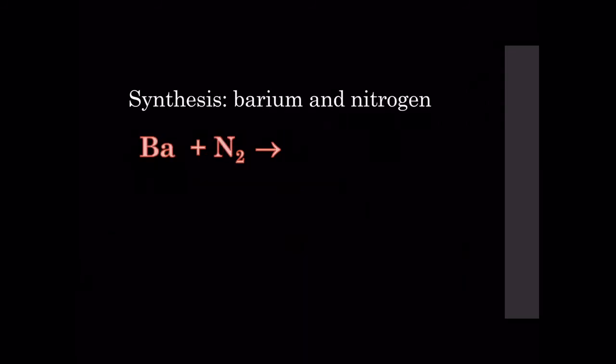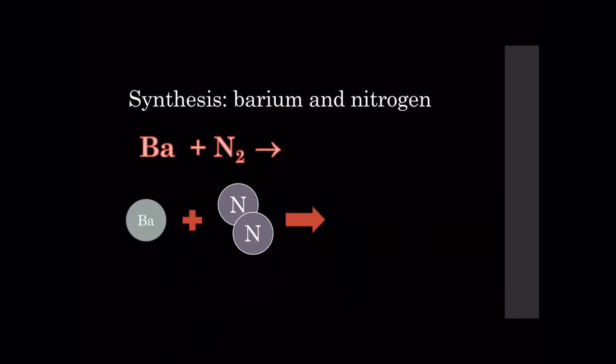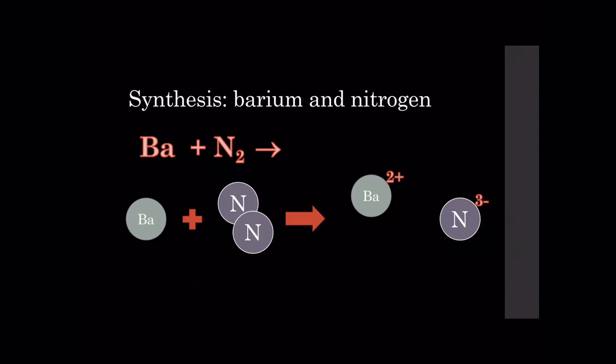Here's another example. We've got barium and nitrogen. Notice how nitrogen is a diatomic element. It's got N2 on it, right? But we don't need to know that for predicting the product, predicting the other side. What we need to know is what are the charges I'm dealing with. Well, I've got barium and I've got nitrogen. If I look those up on the periodic table, barium is a 2 plus, nitrogen is a 3 minus.